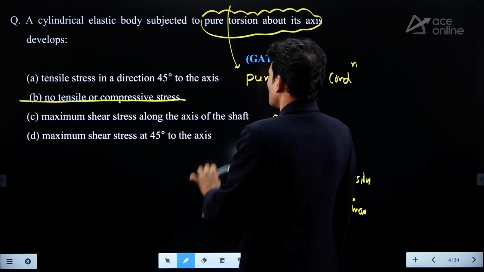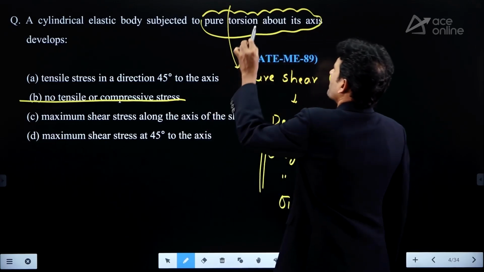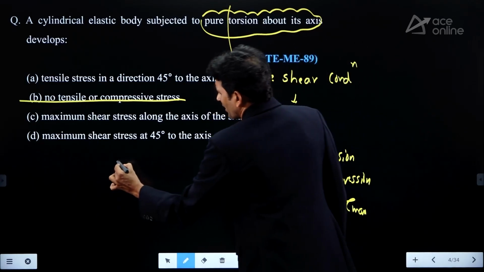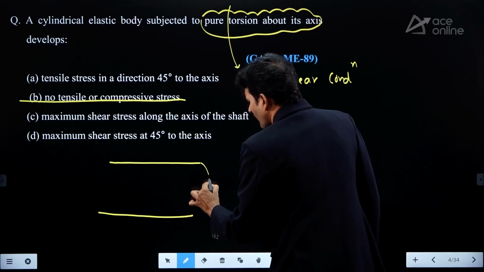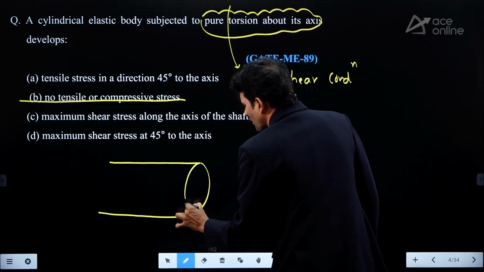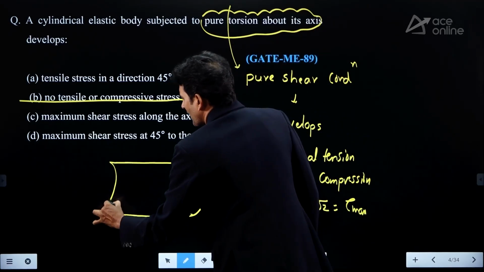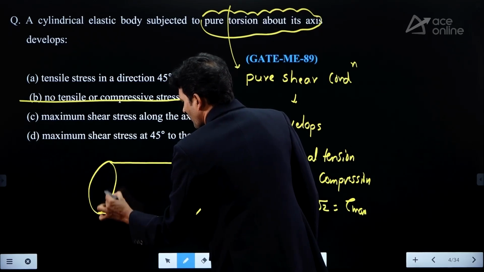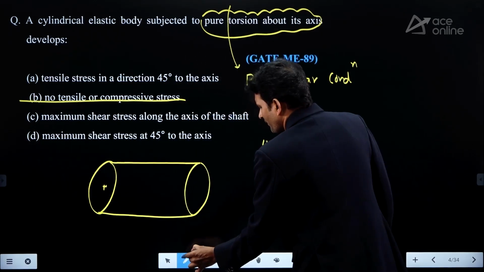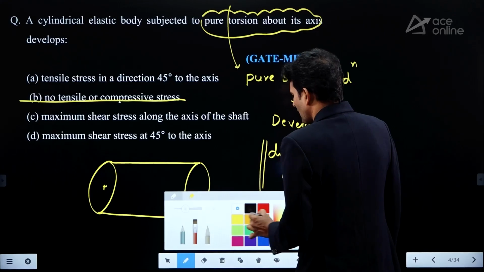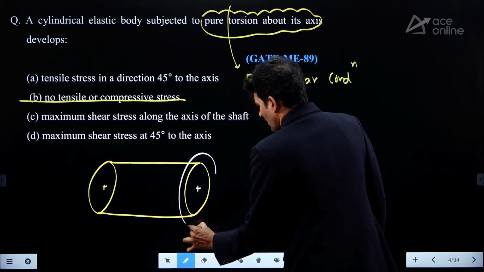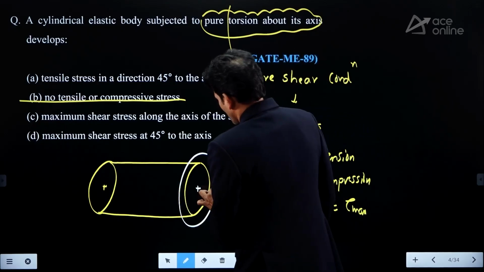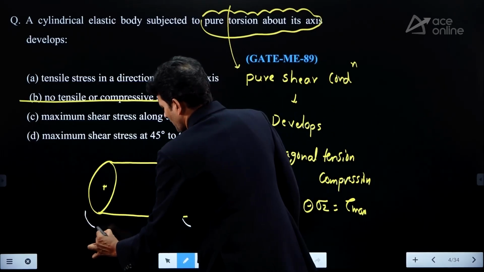Maximum shear stress along the axis of the shaft. Under pure shear condition, if you take the shear distribution, it is 0 at the center of the shaft and maximum at the extremities, that is at the circumference, with linear variation, as we know. Let us take this one: the applied torque is going to be resisted at this end.